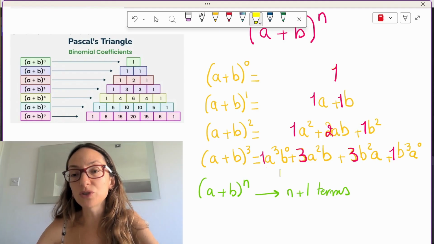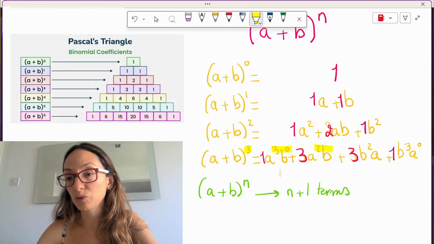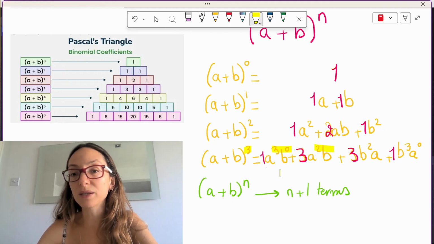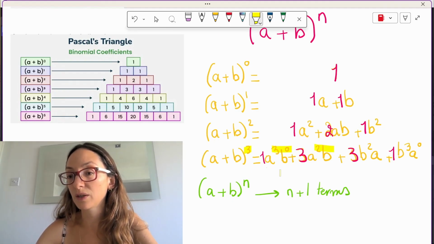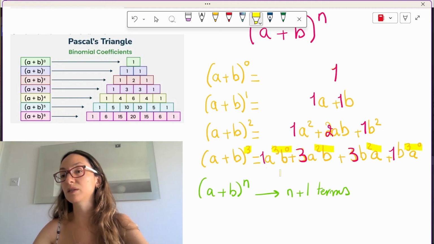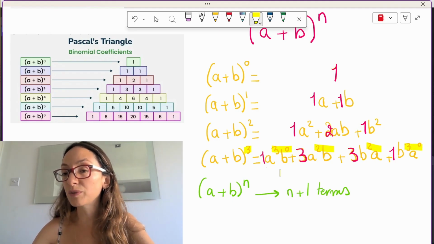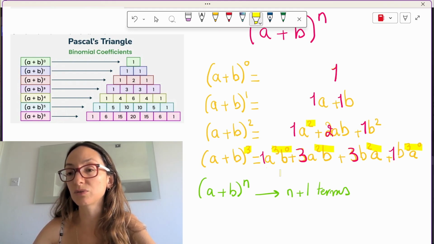Now another thing I want you to note is the sum of the powers. So 3 plus 0 is equal to 3. 2 plus 1, which is the power of b here, is equal to also 3. 2 plus 1, again, equal to 3, and then 3 plus 0 is equal to 3. And that is true for the previous rows as well. Here we have 2 plus 0, which is 2.